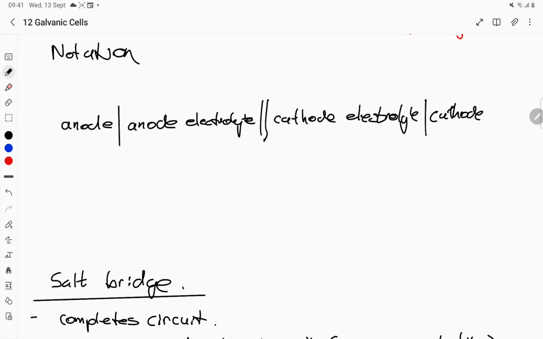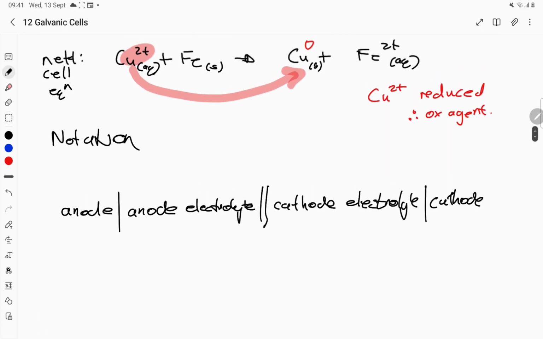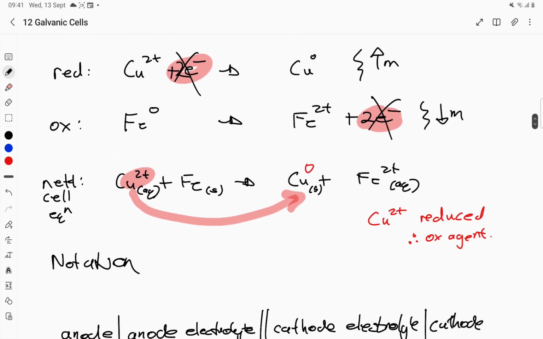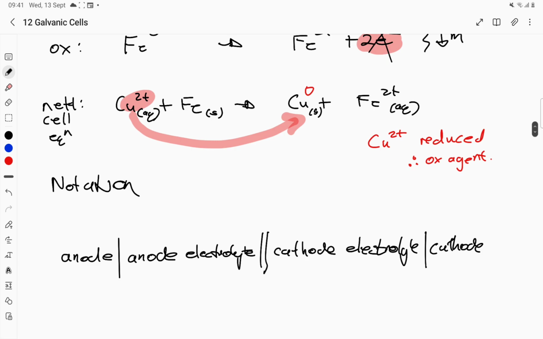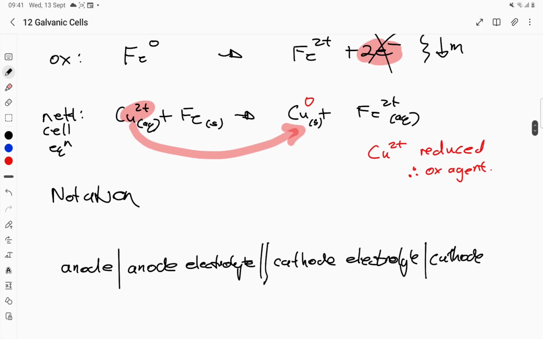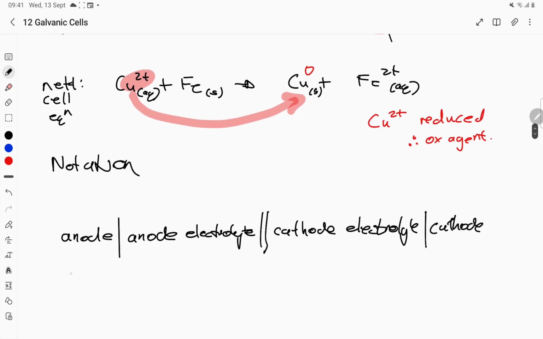Okay, so with our example we just did, where we have iron being oxidized and copper being reduced, what is the anode? Remember, oxidation. So what's being oxidized? Iron. So iron is by the anode. You write down that the iron is the electrode. So it'd be iron, anode electrolyte, iron 2 plus, salt bridge, and cathode electrolyte.